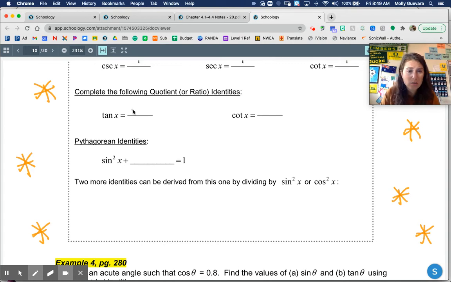Tangent of x is equal to sine of x over cosine of x. So tangent of pi over 2 is equal to sine of pi over 2 divided by cosine of pi over 2, or whatever. Okay, and then because cotangent is the reciprocal of tangent, it just is flipped. So this becomes cosine of x over sine of x. And that's really important. We're going to get down to where, hey, I can rewrite tangent as sine over cosine and use that to help me solve something.